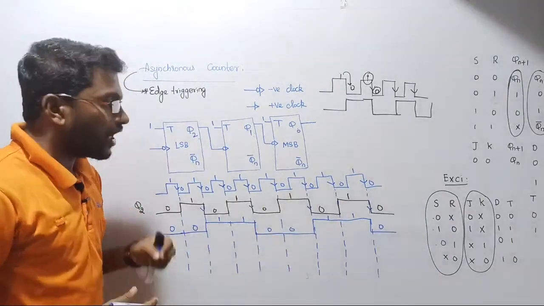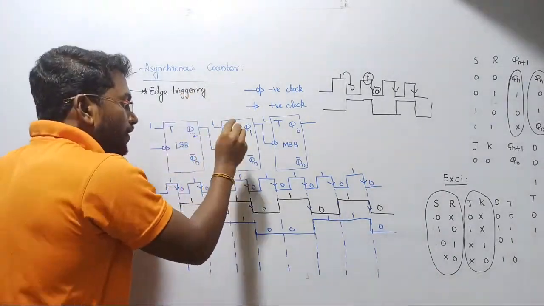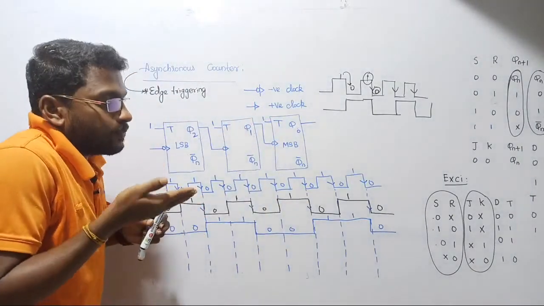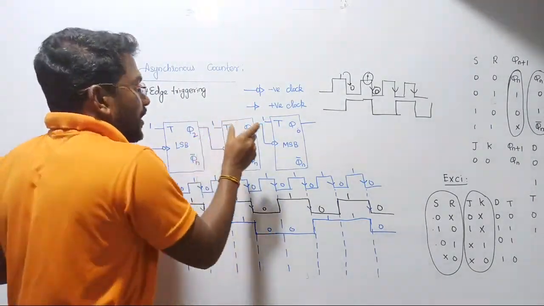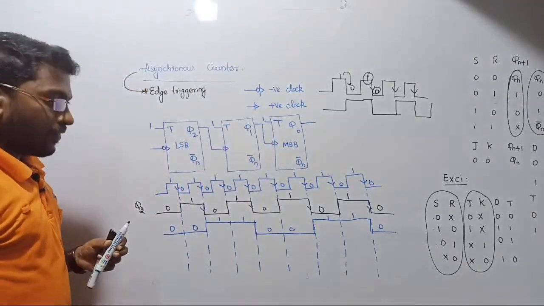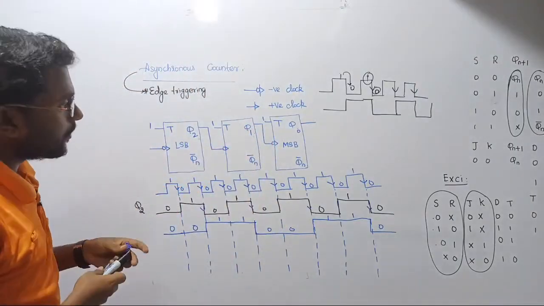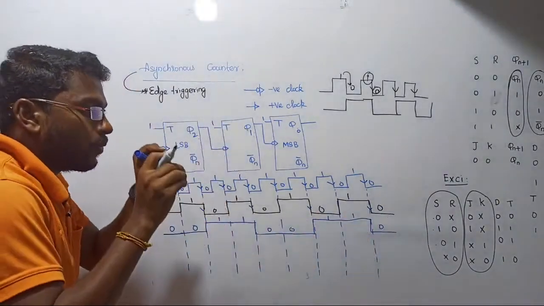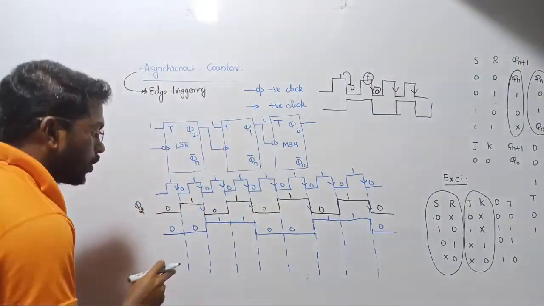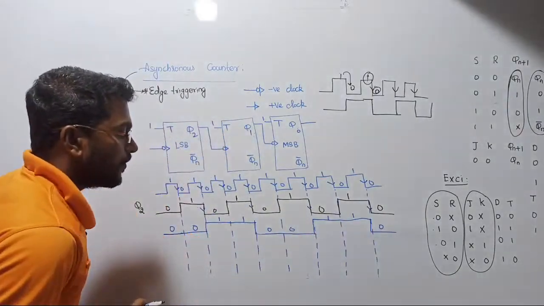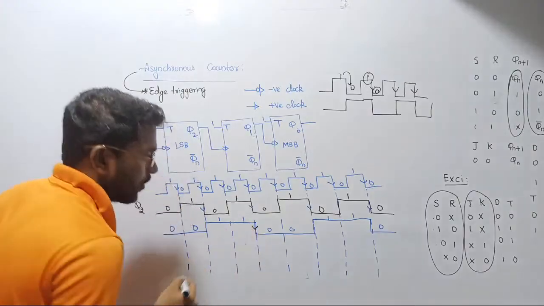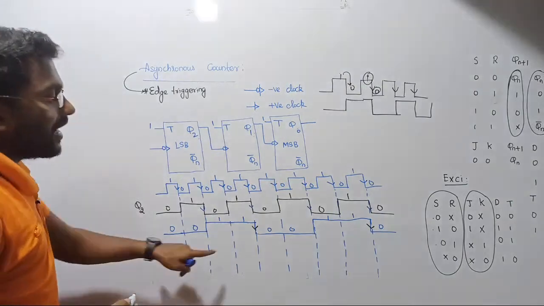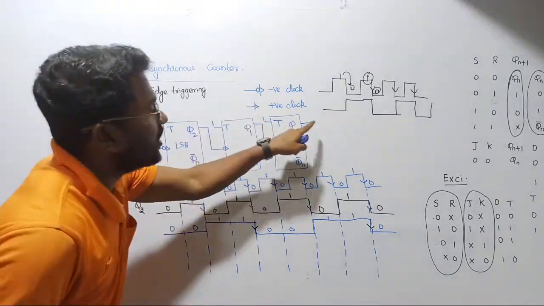This is the output. Now, the output of the second flip-flop will act as a clock for the third flip-flop. But which clock? Either positive triggering or negative triggering. We are considering negative edge triggering. Where is the negative spike for the second flip-flop output? This is the output of the second flip-flop, and where it goes from 1 to 0, this is the point. Again, where it goes from 1 to 0, this is the point. Until the arrival of the clock pulse, there is no change in the output state.